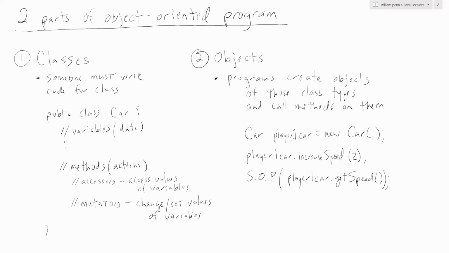The whole point of calling increase speed is to actually go in to some of the data stored for that car, in this case it's speed, and actually change it in some way. In this case we're changing it by increasing it by 2 miles per hour. So now the speed would be 52 miles per hour.